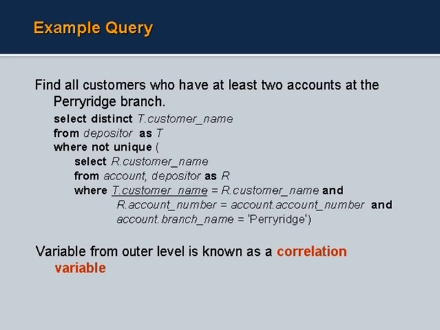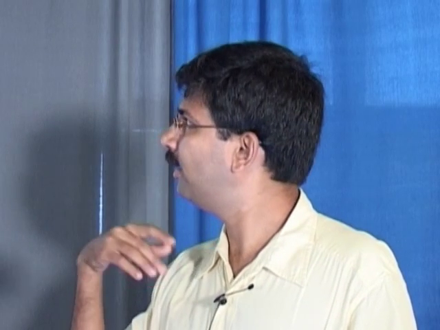So we are finding this. It will return one occurrence of customer name for every account that this customer has in Perry Rich. And now, if you say it's not unique, that means the customer has two or more accounts in Perry Rich. And these are the customers that we want: customers who have at least two accounts in, sorry, this is Perry Rich.